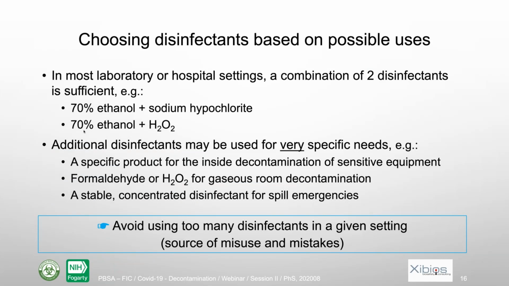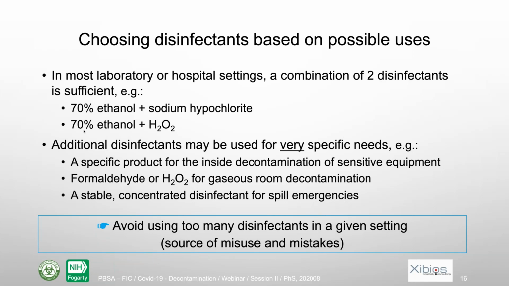Actually, based on that, in most laboratory or hospital settings, a combination of 2 disinfectants is sufficient. And when I say 2 disinfectants, we generally try to have a very fast-acting disinfectant for frequent routine use, and something with a wider spectrum for a more in-depth decontamination. And so the combination that we have in most labs is 70% ethanol together with sodium hypochlorite bleach. So if you have those 2 in a lab, you can cover most situations. Same thing if you have 70% ethanol and H2O2.